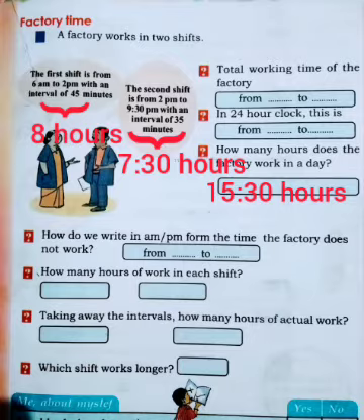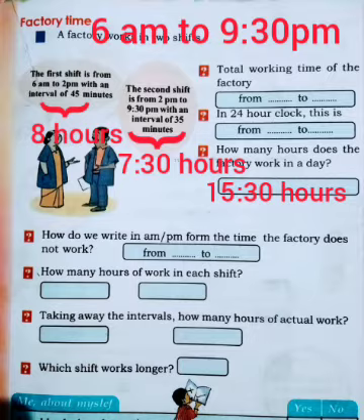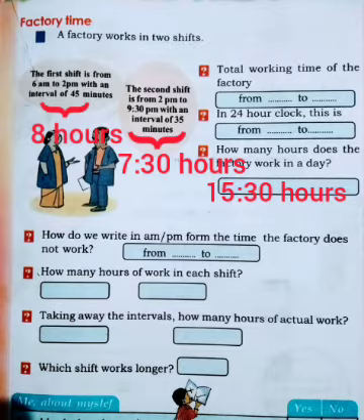Okay, the next question is how do we write in AM or PM the time the factory does not work? What is the question here? The factory does not work. Now we find the working time. What is the working time? Yes, 6 a.m. to 9:30 p.m. The factory is working from 6 AM to 9:30 PM. So which is the non-working time? Yes, 9:30 PM to 6 AM. So the answer is from 9:30 PM to 6 AM.